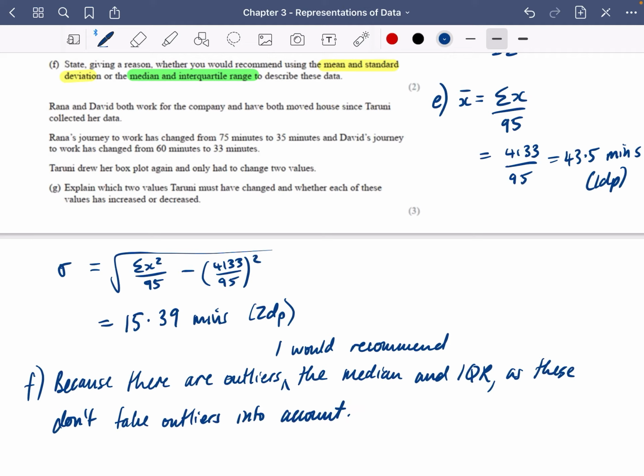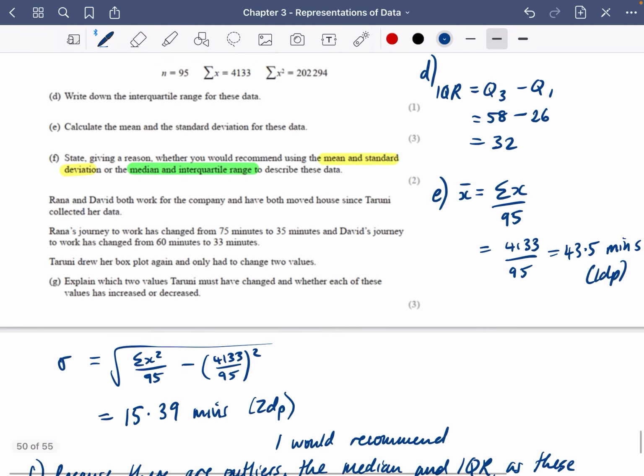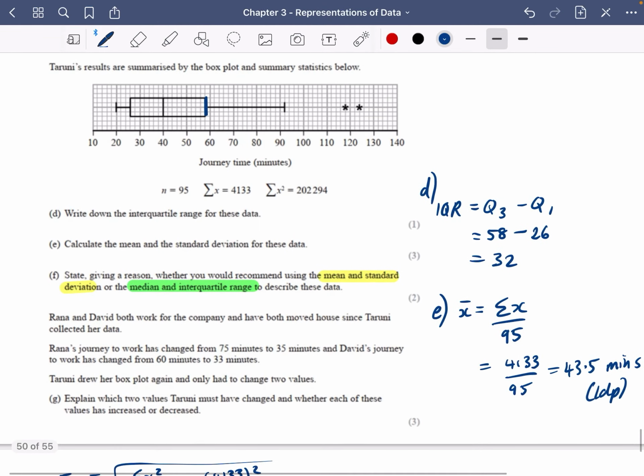Then we've got the last part. Rana and David both work for the company, have both moved house since Taruni collected her data. Rana's journey to work has changed from 75 minutes to 35 minutes. So I'm actually just going to put it on the graph because it might help us. So Rana was at 75 and she's moved all the way down to 35 minutes. So 35 is over here. So Rana has gone from this one to this one. David's journey has changed from 60 minutes to 33 minutes. So here's 60 and here's roughly 33.